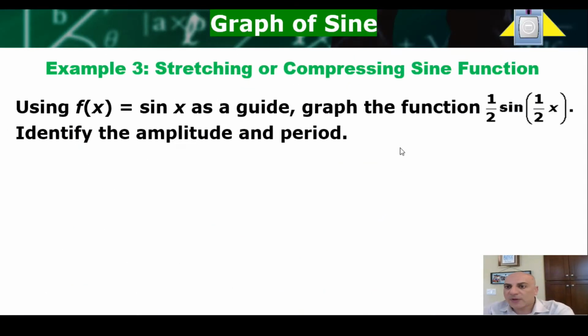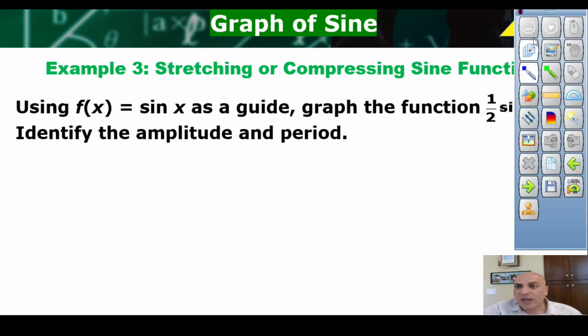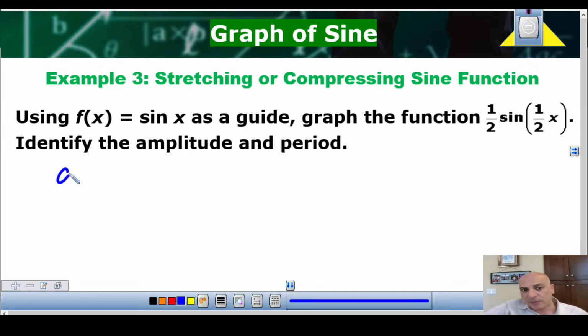Okay, I'm going to finish with this example here. It says stretching and compressing. Use f of x equals sine x as the guide, or the parent. Graph 1/2 sine 1/2 x. Identify the amplitude and the period. Okay. Well, first things first, I need to know the amplitude. Amplitude is the absolute value of this a here, right?